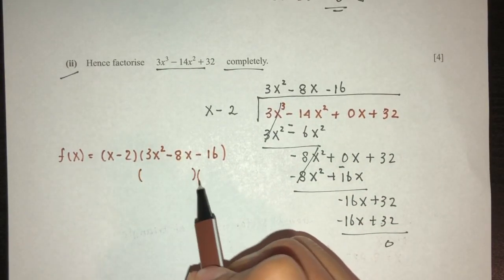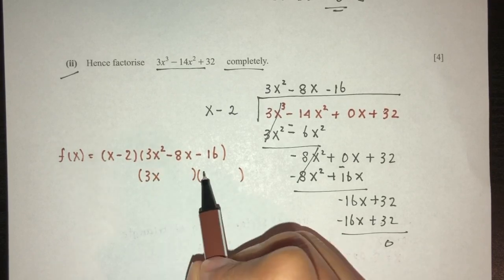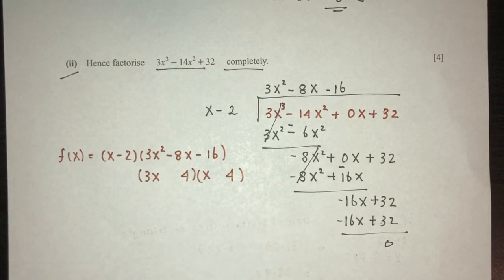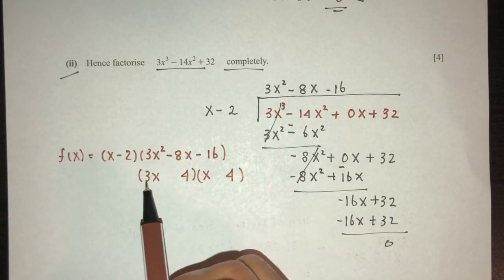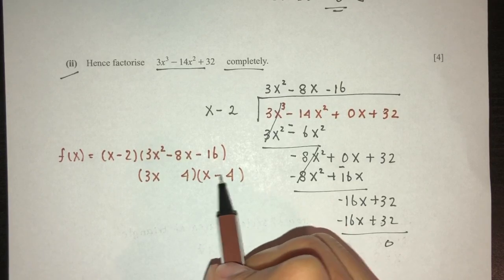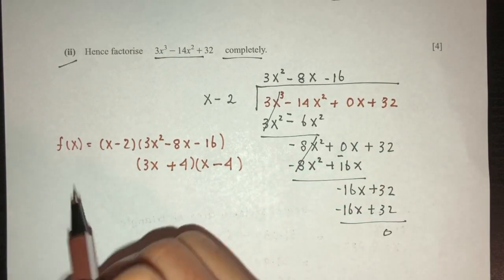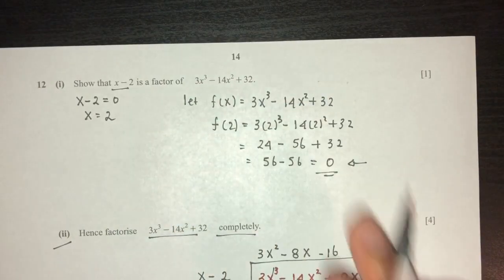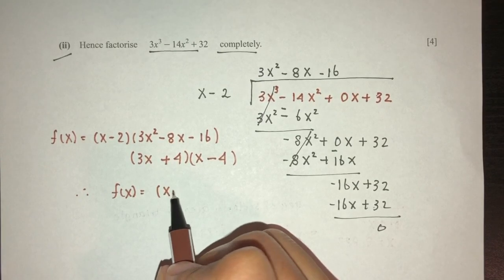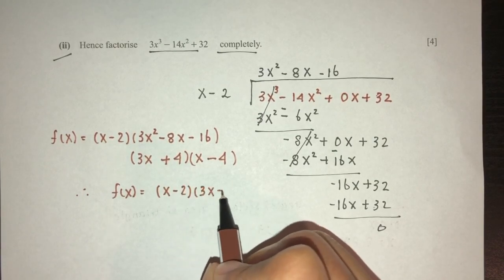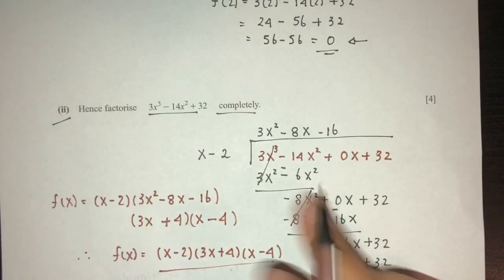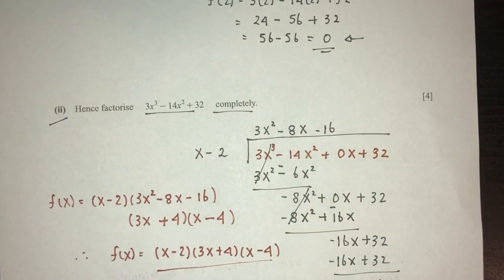So this will be 2 brackets. That will be 3x, x. What is 16? 16 is 4 times 4. And how can you make this become minus 8? You can do, so 3x times 4 is 12, minus 12 plus 4, that will become minus 8. So finally you will have f of x is your function. As we have seen here, f of x is equal to x minus 2 times 3x plus 4 times x minus 4. That is your complete factorization of this function. And that is your question number 12.